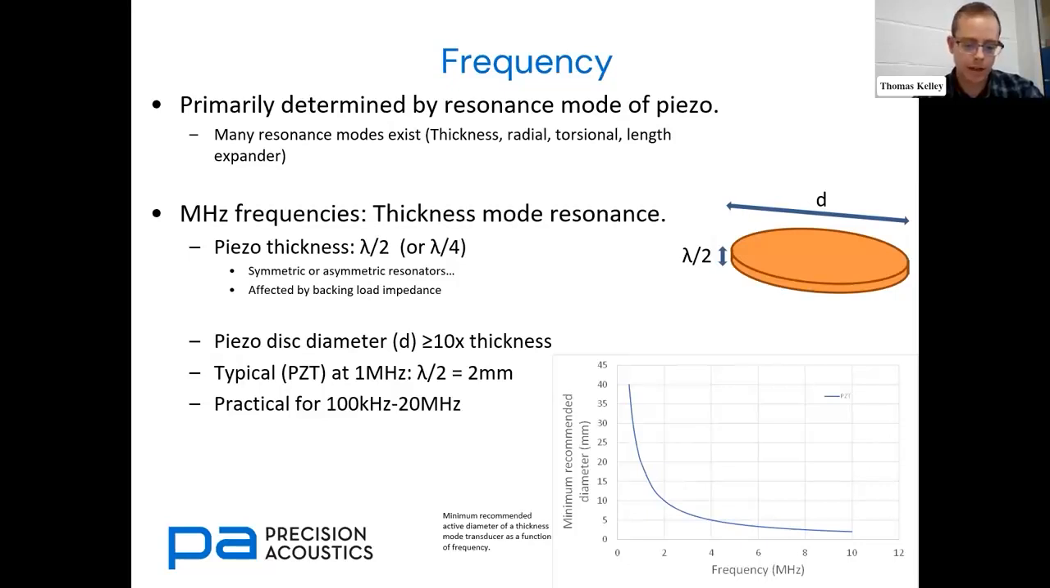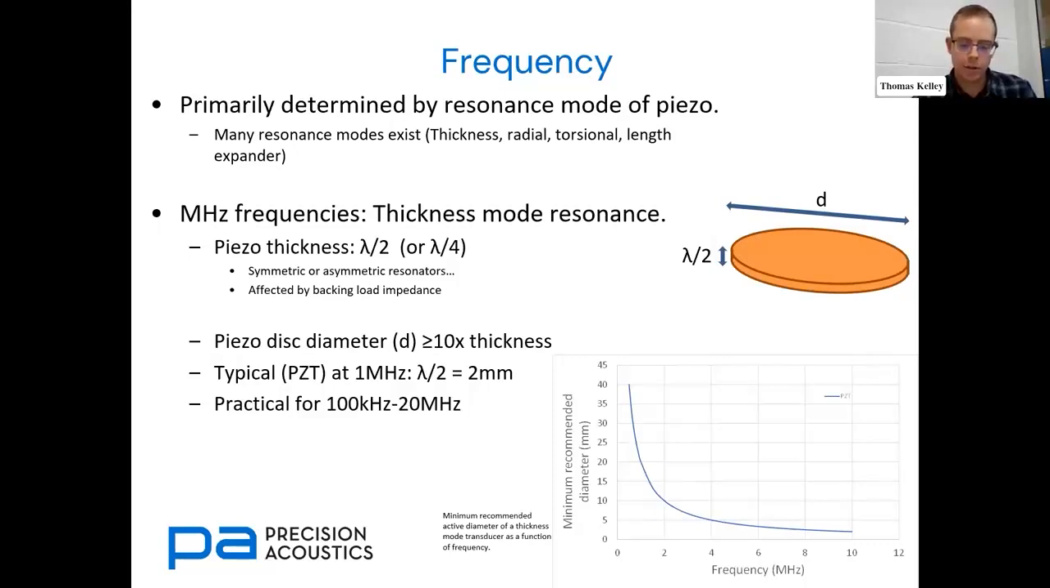So typically the thickness will be half a wavelength or occasionally a quarter wavelength in order to get the piezo to resonate. Whether the piezo resonates at a half or a quarter depends on the backing and load impedances and what else you're going to do with the transducer. But most of the time, it will typically work with half wavelength resonance in most scenarios.